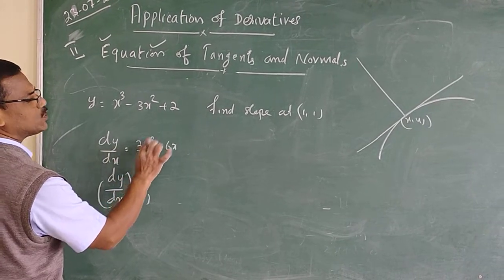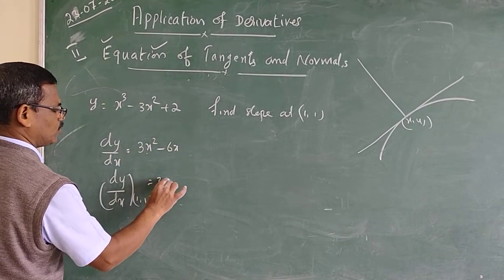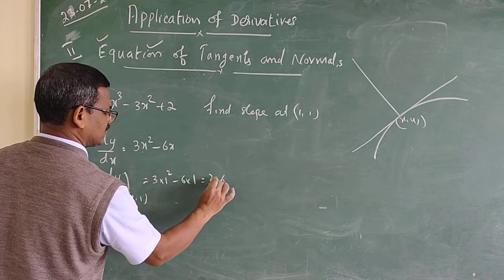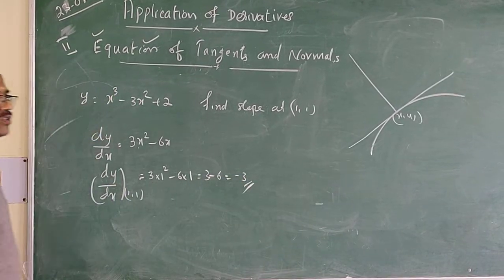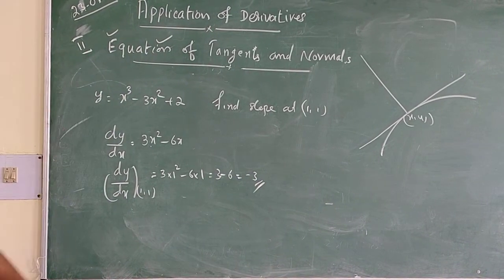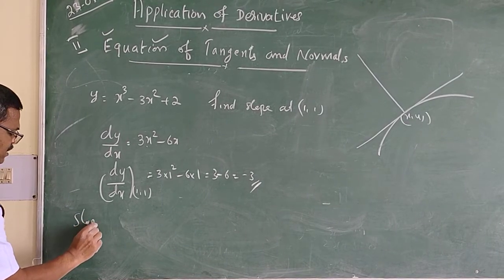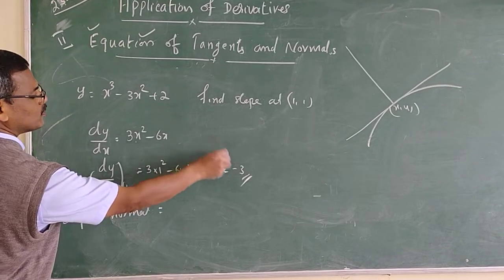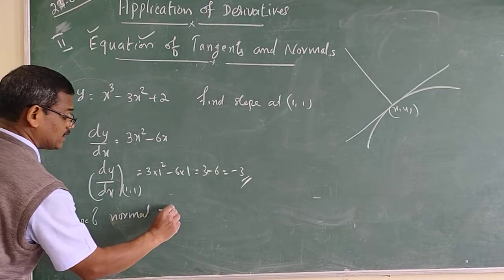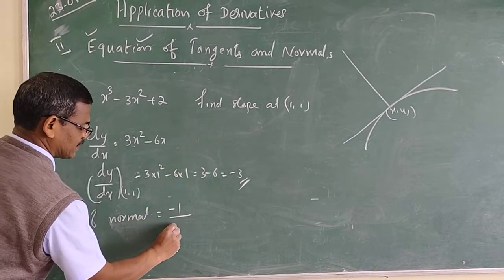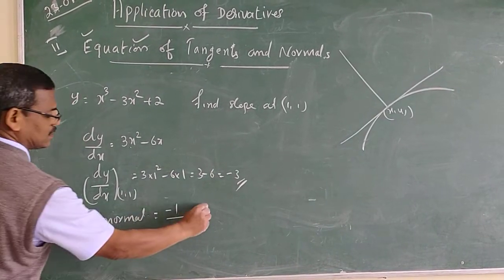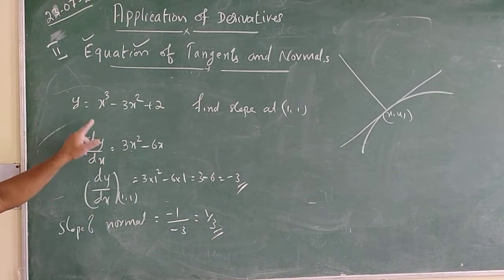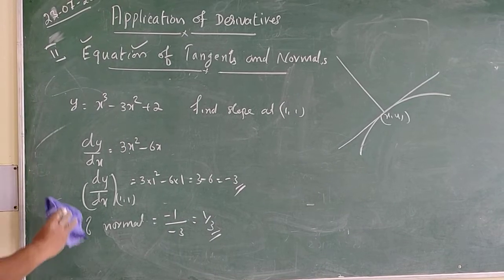So at this point x is to be taken as 1. So 3 into 1 square minus 6 into 1. So 3 minus 6 gives minus 3. So this is the slope of the tangent. And what is the slope of the normal in that case? The slope of the normal is equal to minus 1 by the slope of the tangent, that is minus 1 by minus 3. That way you can find the slope of the tangent and the slope of the normal.